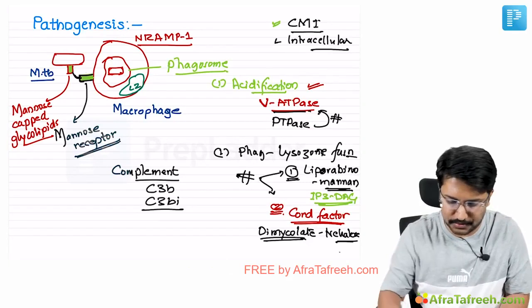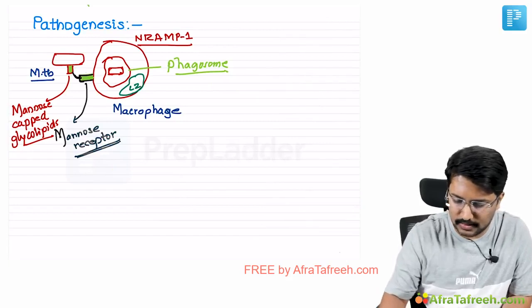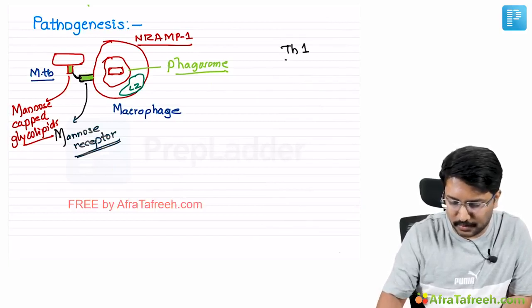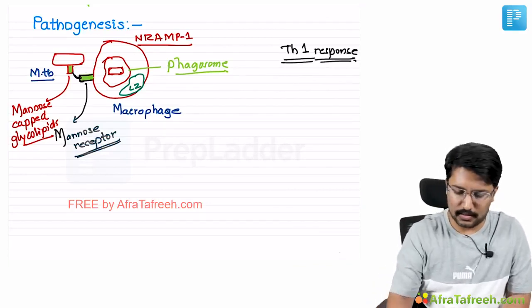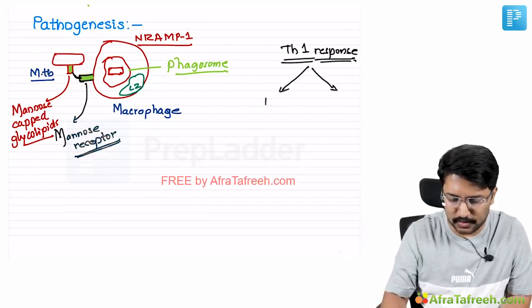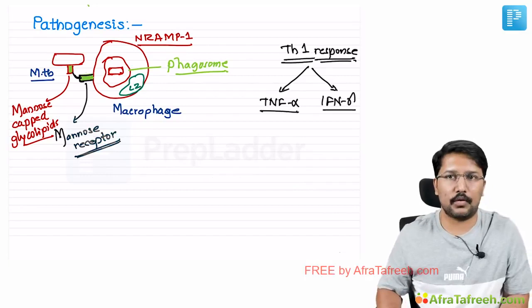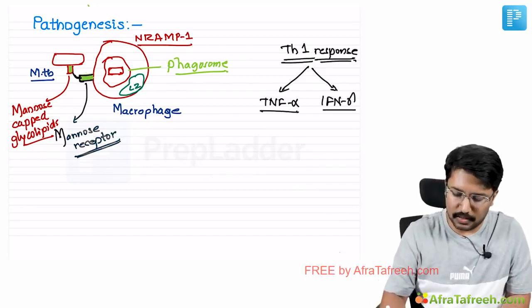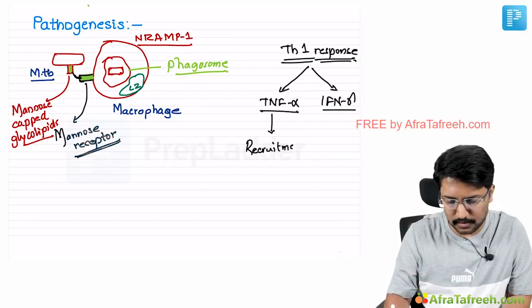So that will lead to activation of our Th1 lymphocytes, right? So once the Th1 cells are recruited, that is triggering a Th1 response. So what will these Th1 cells cause? The Th1 response will result in release of two important cytokines. One is TNF alpha, the other one is interferon gamma, right? So this TNF alpha will cause further recruitment of macrophages.